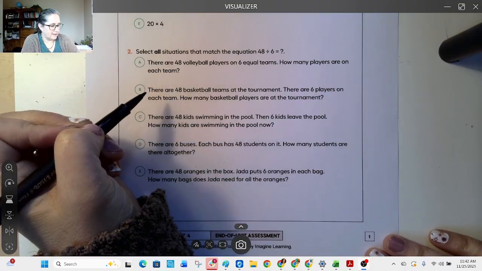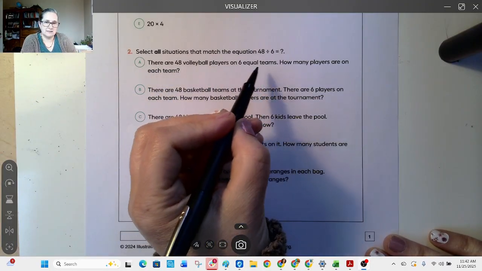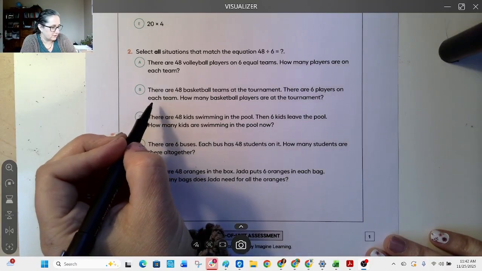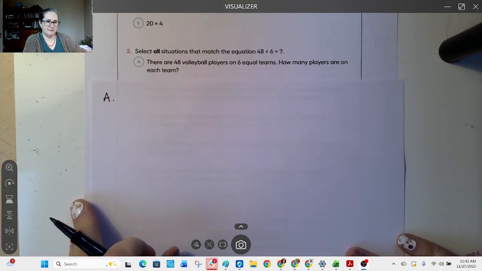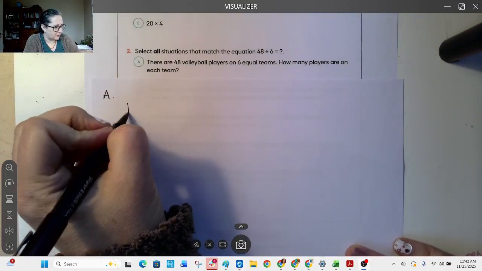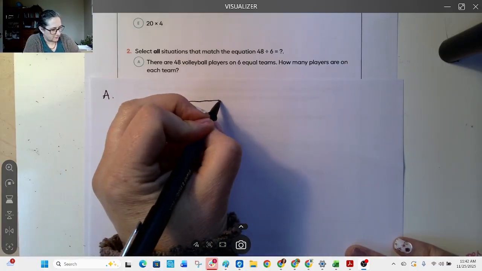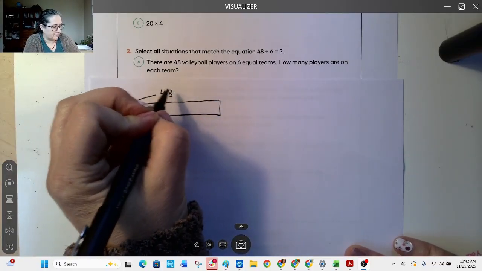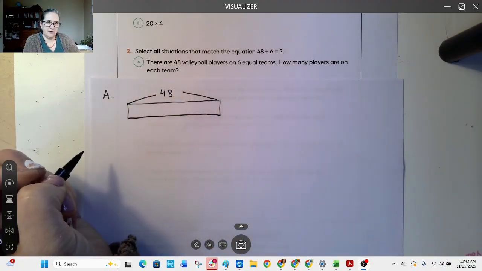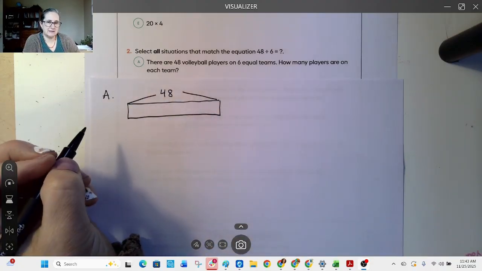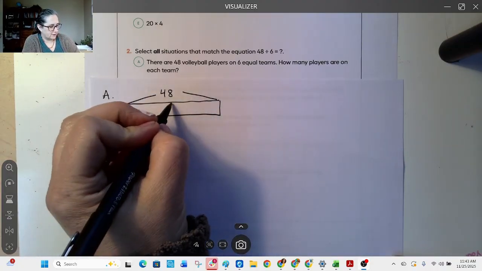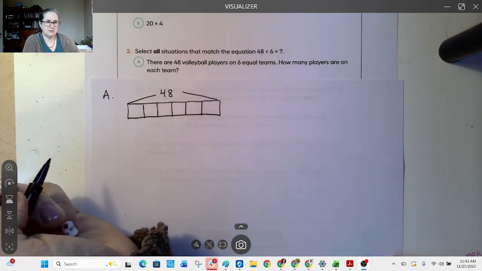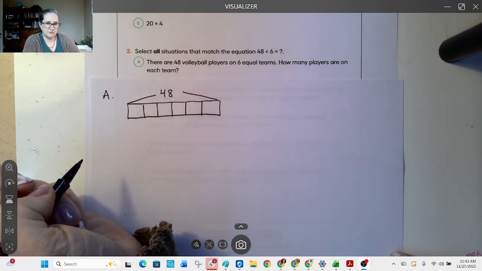So there are 48 volleyball players on 6 equal teams. How many players are on each team? So for A, first we know that there are 48 players. So here is all of my 48 players. And we know that they are on 6 equal teams. So that means I'm going to take my 48 and divide it up into 6 equal groups.